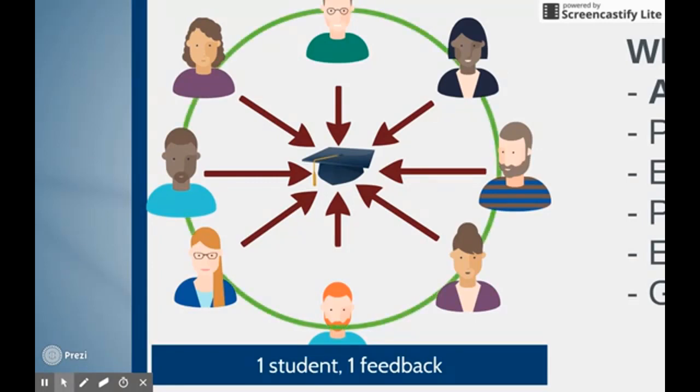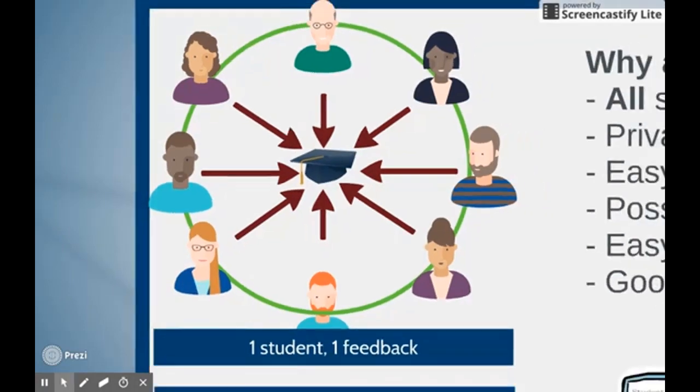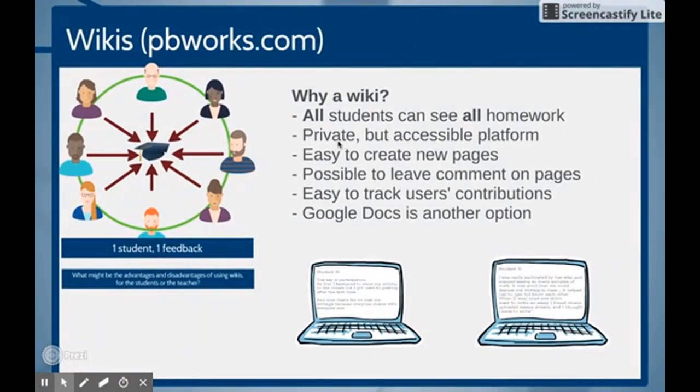What I wanted was something that could unify them. So instead of one student receiving one piece of homework, they could receive the whole class's homework to be able to look at the feedback and learn from it. So I decided to use a wiki because, like I said, all the students can see all the homework. There's no hidden aspect to the homework here. Everything was very transparent. Now, a wiki is also a private platform, but it's accessible for the students.